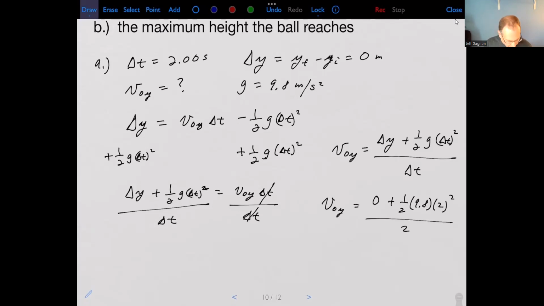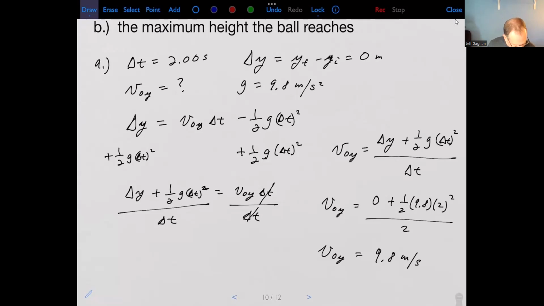So if you solve that, you should find that v naught y, the initial velocity that the ball was thrown at, is 9.8 meters per second, right? It's just a velocity. Even though it has the same value as g, it's not related to g in this case. It's 9.8 meters per second. So that's the initial velocity the ball was thrown at, in order for it to leave the person's hand and come back down in a time of 2 seconds.